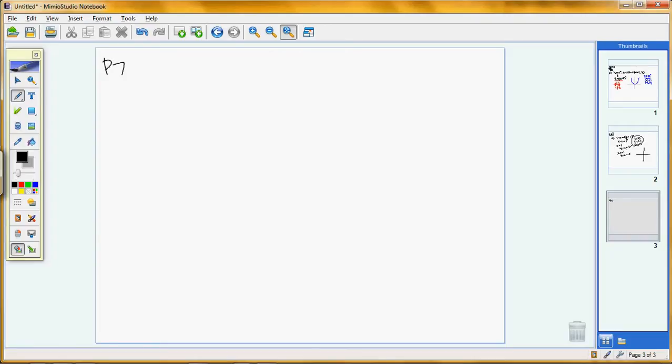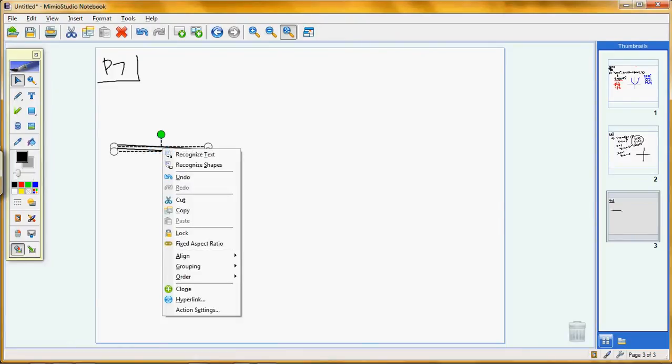Problem 7. The graph of the equation x squared plus y squared equals 6x plus 8y minus 24 is a circle of radius 1 centered at the point (3, 4). So we are talking about, here's the graph, here's the coordinates.